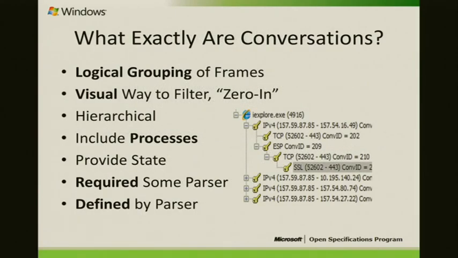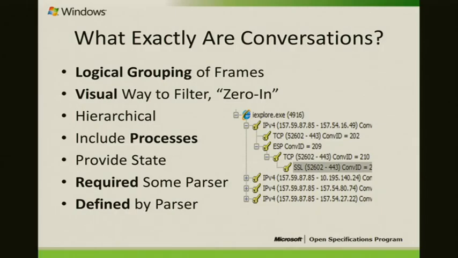All right, so conversations. Conversations are a way of organizing the data in this tree format. What we've done is we've built this hierarchy, and you can see that it starts at the top with a process. So if we've done a capture with Network Monitor 3, we save the process information during the capture. You do it in Wireshark, we're not going to have that.